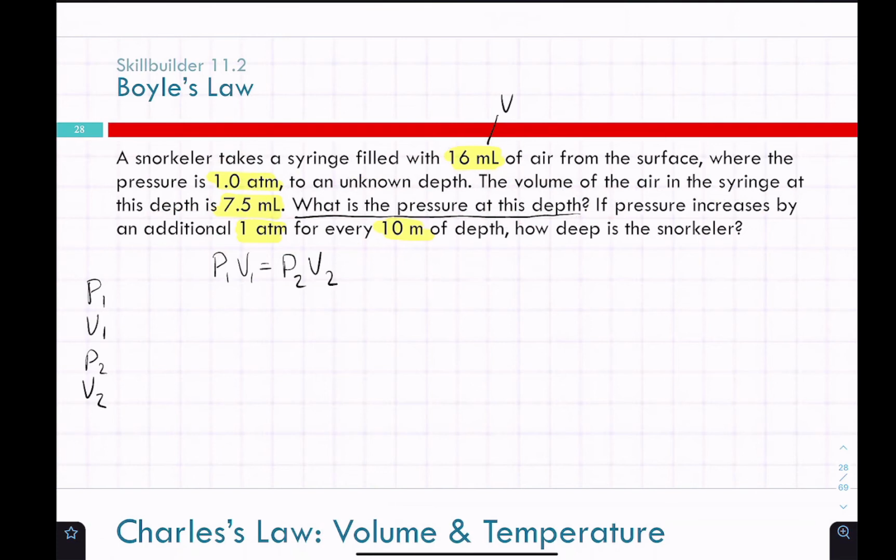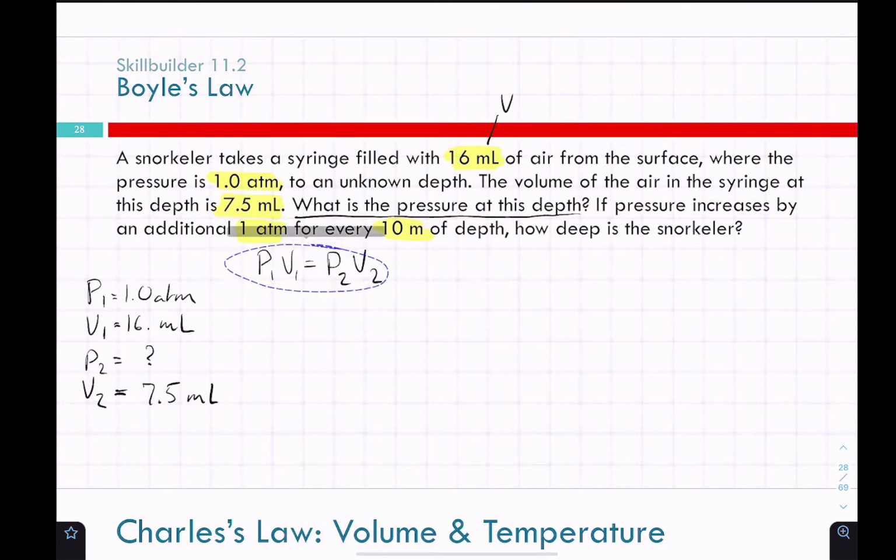So we're starting at the surface, so 1 atmosphere, and then 16 milliliters. And then our volume 2 is 7.5. And again, you can take a second to think, does that make sense? You're diving underwater, the pressure increases, the syringe gets smaller, so that makes sense. And so our pressure should be increasing then.